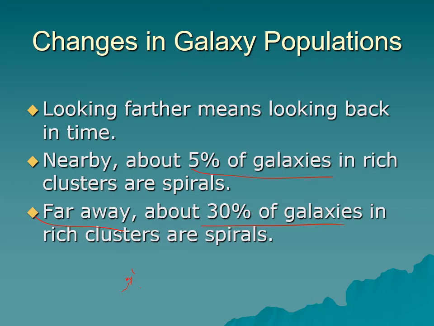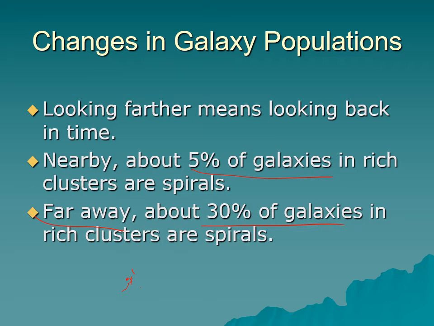If you look at something 5 billion light years away, you're looking at something 5 billion years younger. If you look at something 10 billion light years away, you're looking at something 10 billion years younger. And so the farther away we look, the more spirals are in galaxies. Rich galaxy clusters, that is. And so that means that as time passes, there's fewer spirals. Why are there fewer spirals?